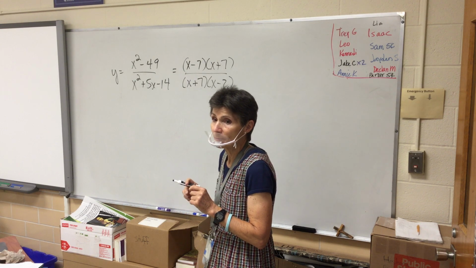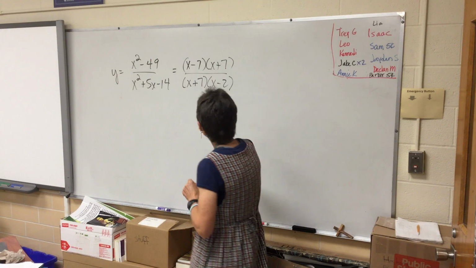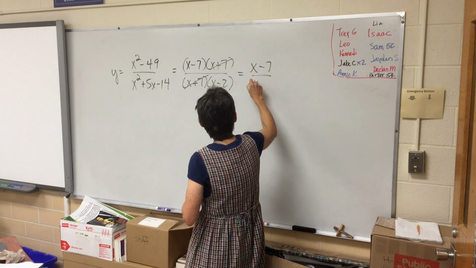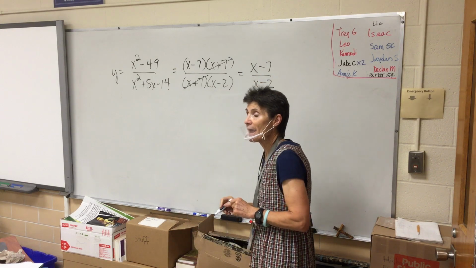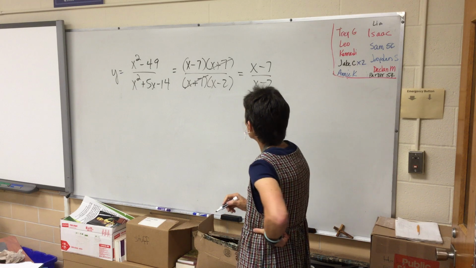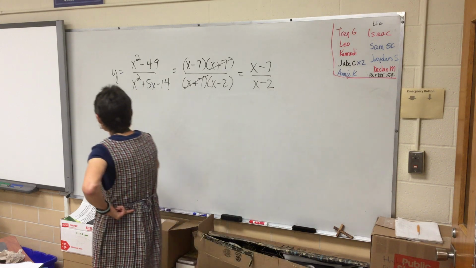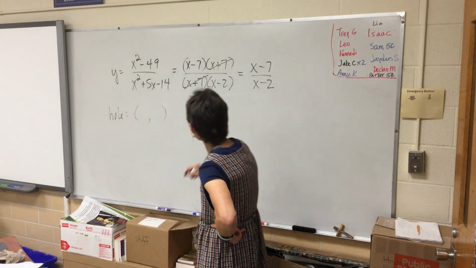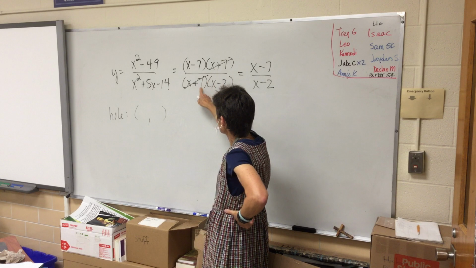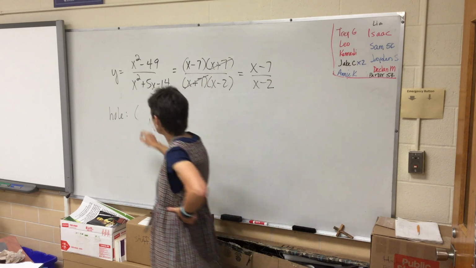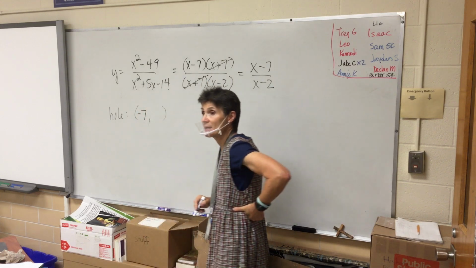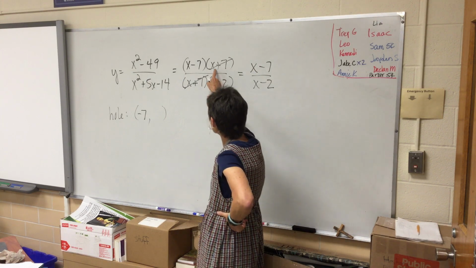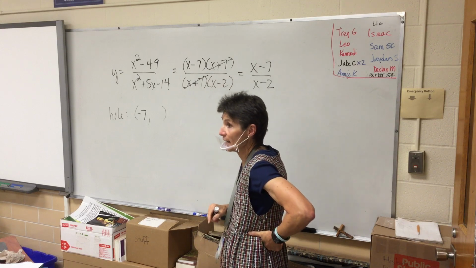Holes come from canceling. So I have two identical parentheses. Gang, close doesn't count. They have to be exactly the same. Wherever the factor is that cancels, that's the x coordinate of your hole. So the fact that I canceled out x plus 7 means I'm going to have a hole where x is negative 7.